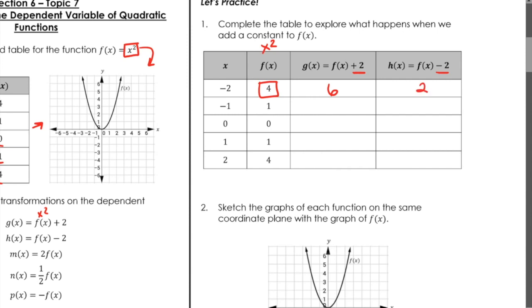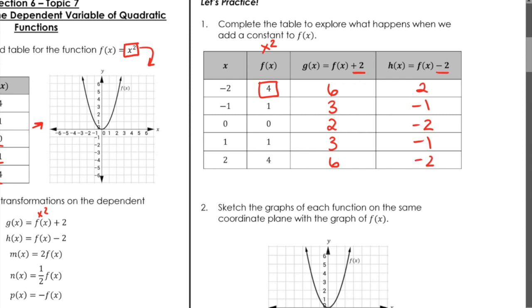Okay. What happens if I have a 1 and I add 2 to it? Well, that's 1 plus 2, which is 3. Okay. 1 minus 2, that's negative 1. 0 plus 2 is 2. 0 minus 2 is negative 2. 1 plus 2 is 3. And then 1 minus 2 is negative 1. 4 plus 2 is 6. And 4 minus 2 is negative 2.